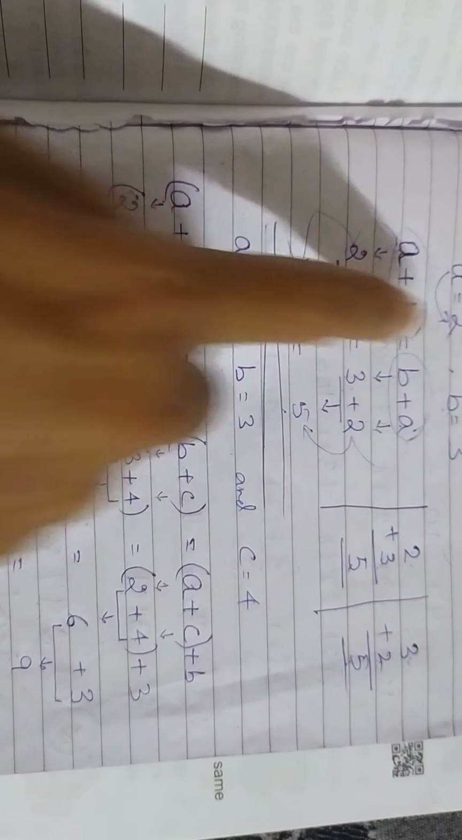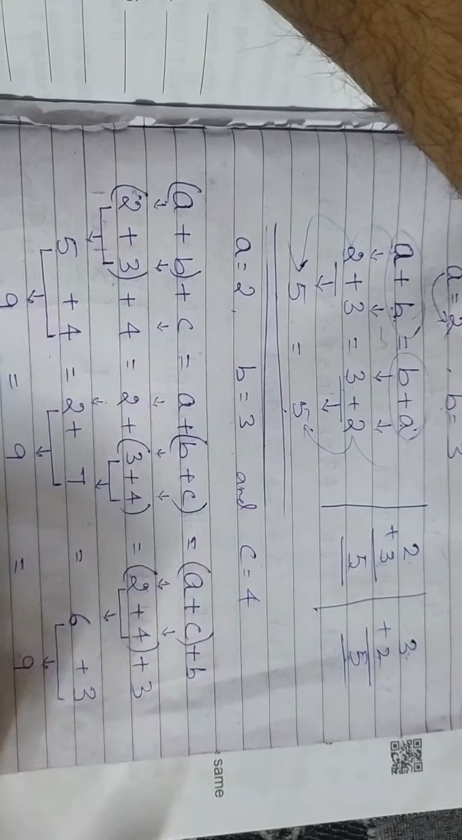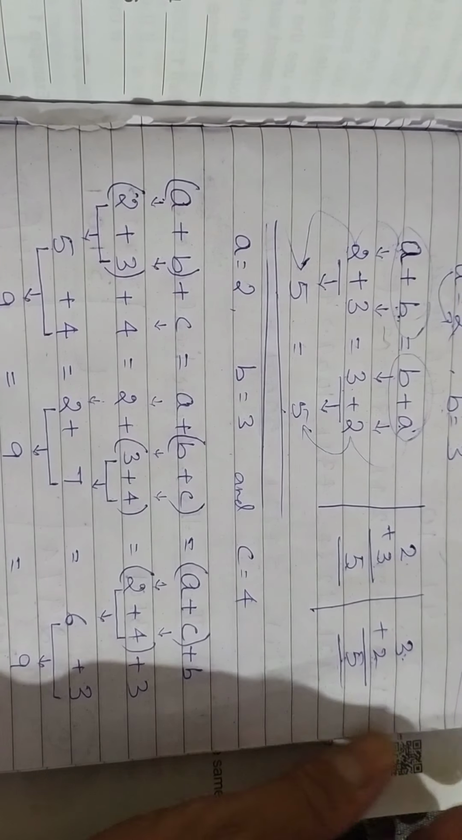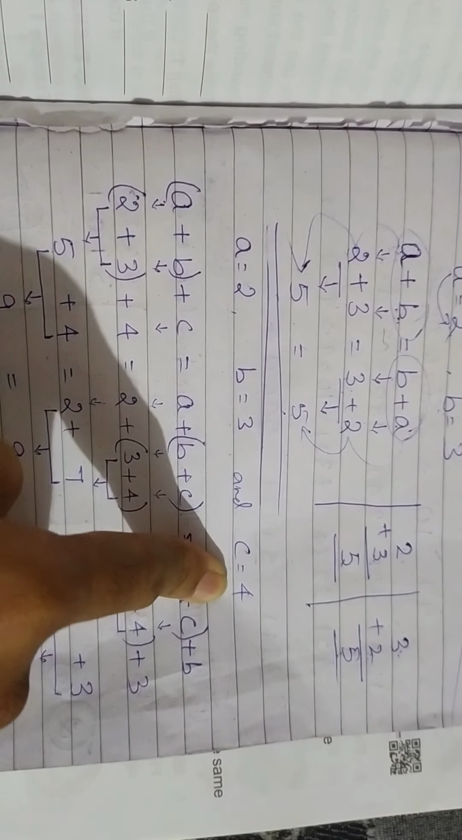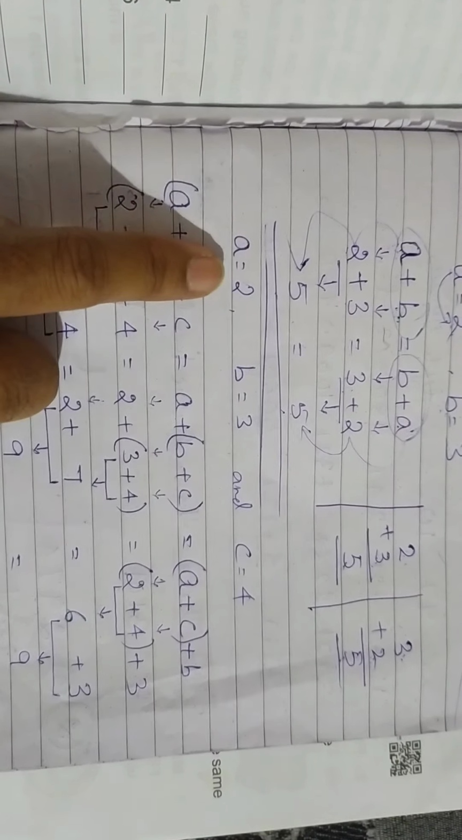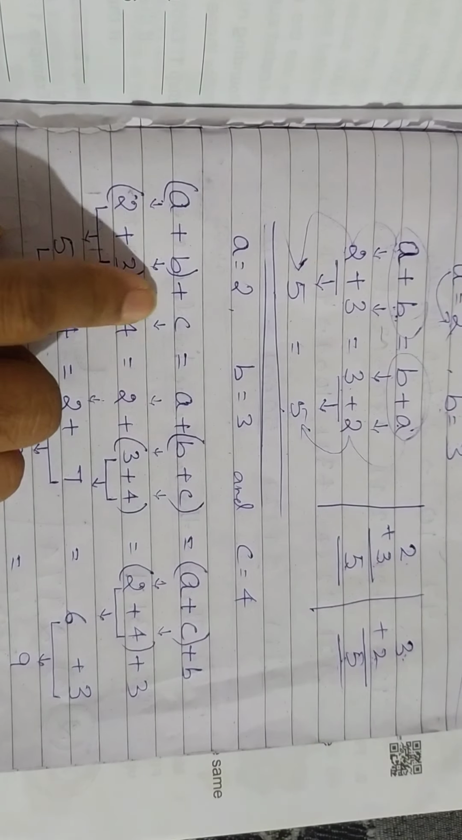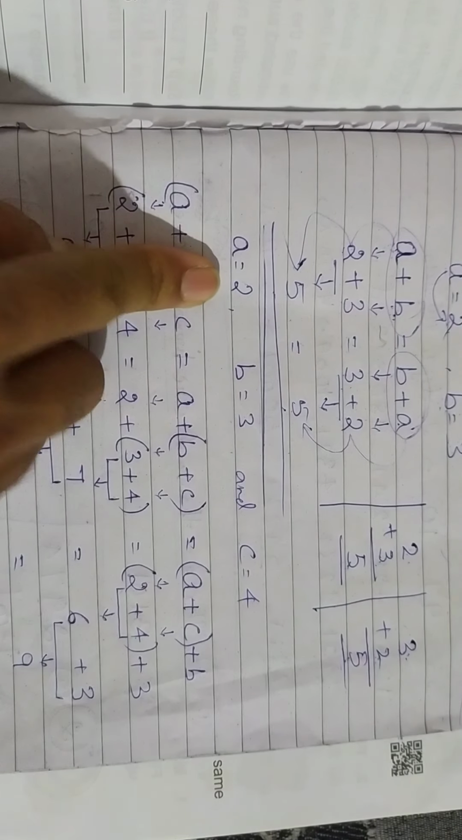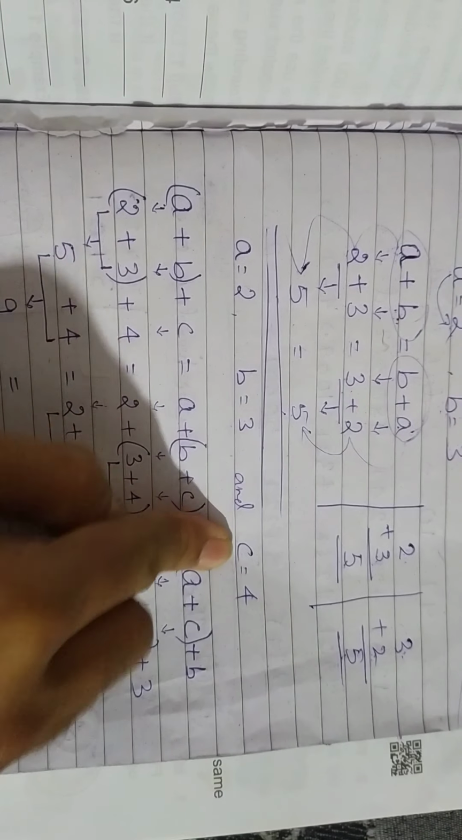Take A is equal to 2, B is equal to 3 and C is equal to 4. Dear students, never think that the value of A is always 2. You can take whatever value you want. For you to make it easy, I have taken simple numbers. A is 2, B is 3 and C is 4.